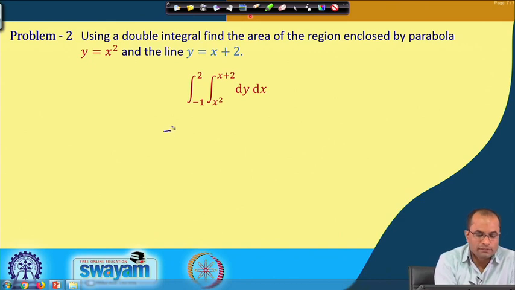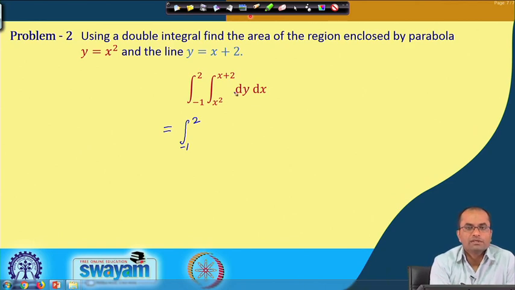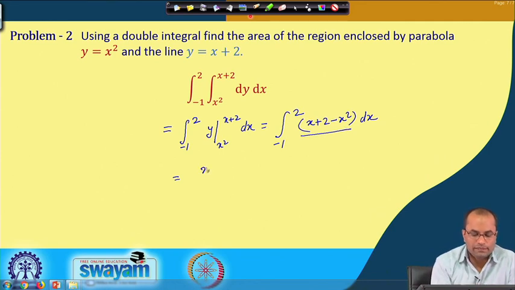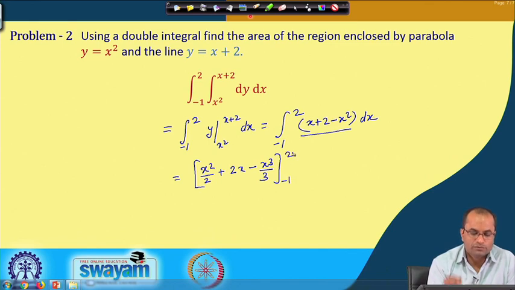So, let us do that. Here we have minus 1 to 2 the outer integral, and for the inner one with respect to y we have just y there, and then from x square to x plus 2, dx. So, this is y first at x plus 2 and then minus x square, dx. Now we can integrate. So, here we have x square by 2 plus this 2 x and minus this x cube by 3, and the limits will be minus 1 to 2.